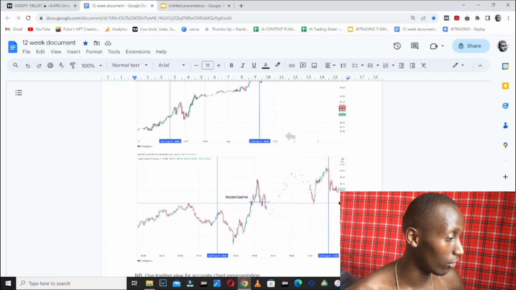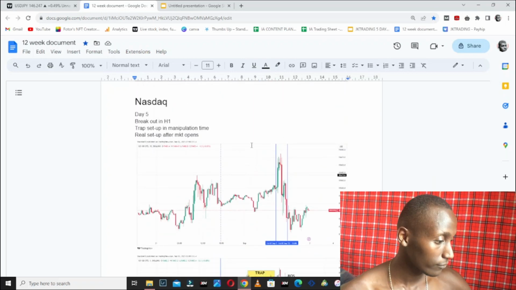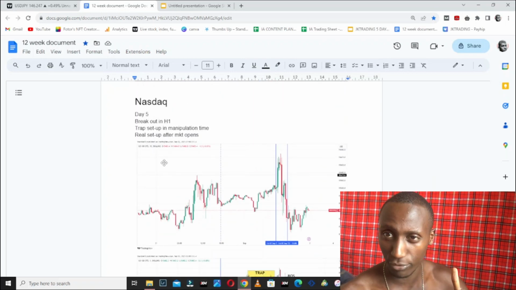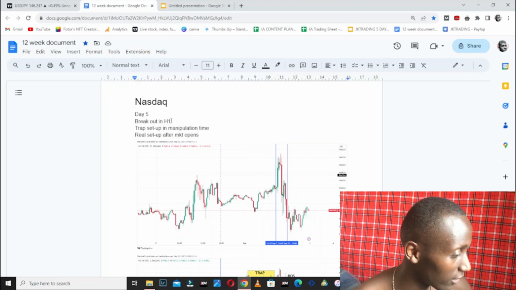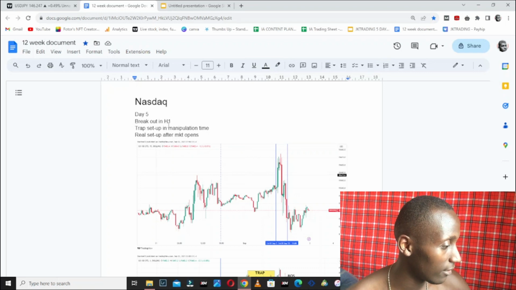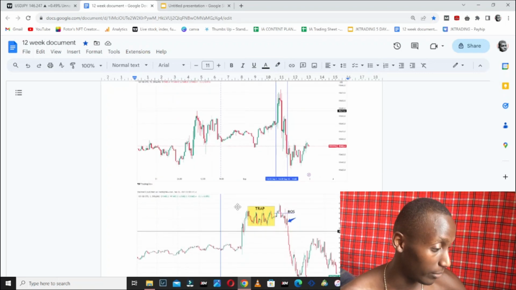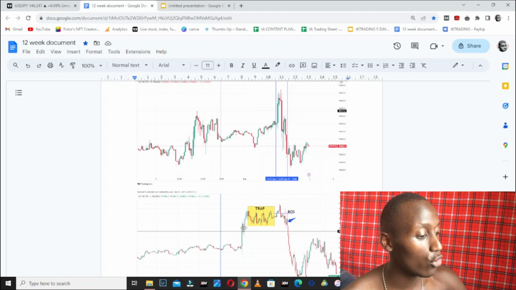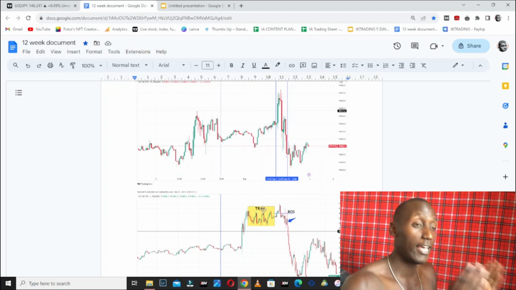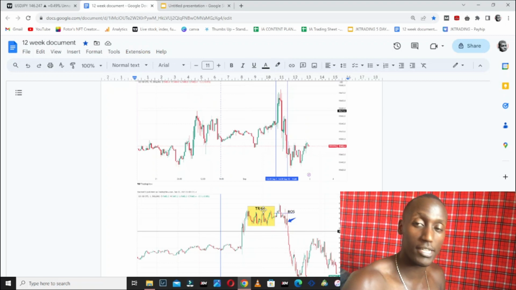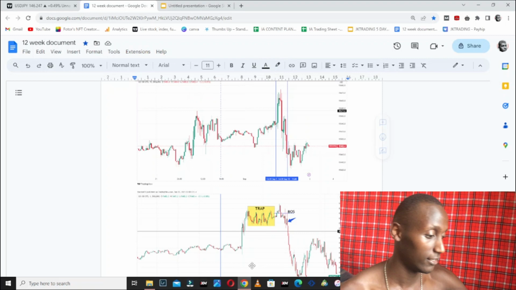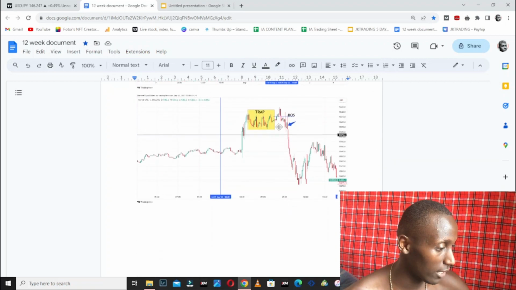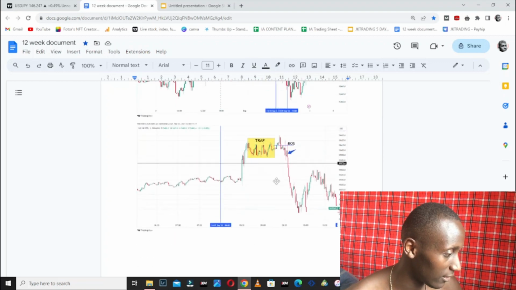We had no trade on oil yesterday, but Nasdaq gave us a very beautiful setup. So we have day 5, we have breakout in hour 1, of course, and then trap. We had the breakout in the first hour, and then we got a reversal setup between 8:40 and 9:15, which is our manipulation time. We are not taking trades there. We are waiting for 9:30, and at 9:30 we got a beautiful setup, a reversal setup that gave us an engulfment at 9.